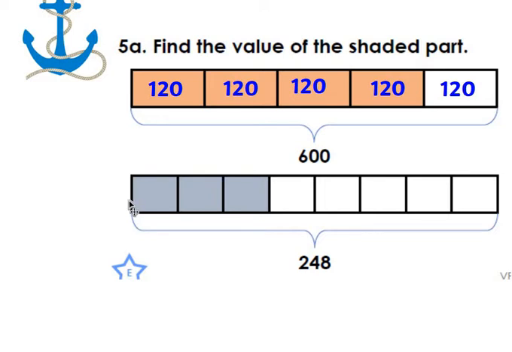Looking at the next anchor question, we have again the total of 248, but this time we're split into 8 parts. So 1, 2, 3, 4, 5, 6, 7, 8. So 248 divided by 8 equals 31. So each part is 31. So you can see here we have got the parts 31. Let's get 2 more. But we only need 3 for the shaded parts here. So 3 lots of 31 is 93.